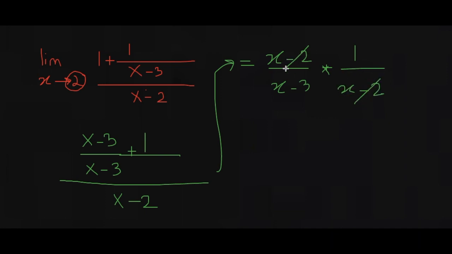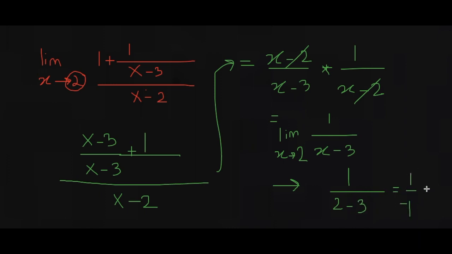Now we can cancel these terms out, and we are left with 1 over x minus 3. Now if we try to find the limit as x approaches 2 of 1 over x minus 3, we have 1 over 2 minus 3, which is 1 over negative 1, which is negative 1. So our limit is negative 1.